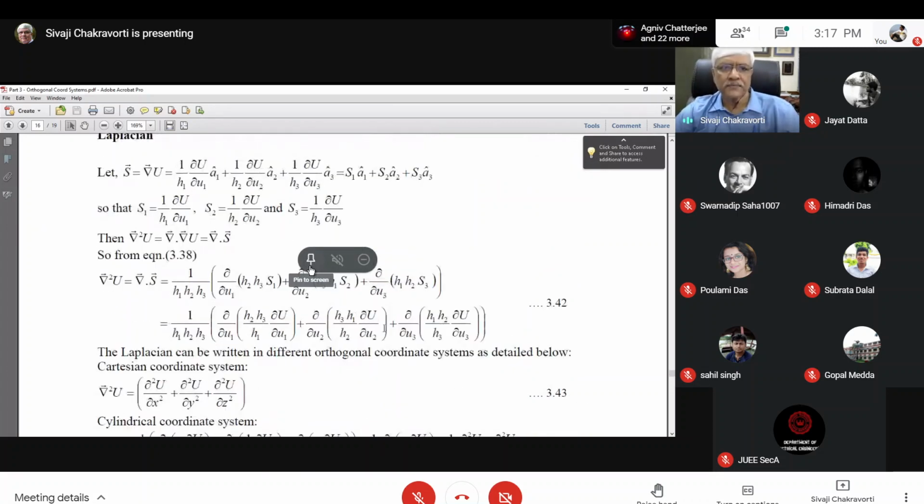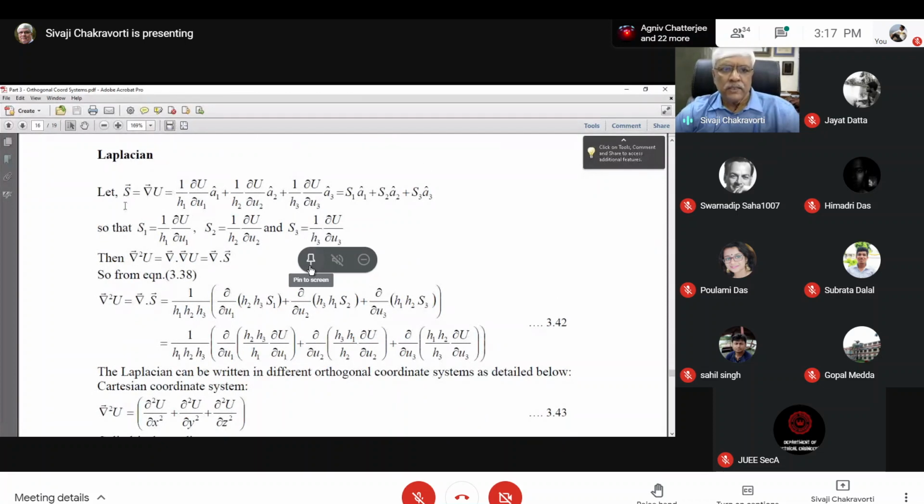What is the Laplacian? We do it this way: let's say the vector field is S, which is grad of u. Grad of u we have already developed as 1 by h1 del u by del u1, etc. Then S will have three components, S1 a1, S2 a2, S3 a3. So what is S1? S1 is 1 by h1 del u by del u1. What is S2? 1 by h2 del u by del u2. Then what is S3? 1 by h3 del u by del u3.